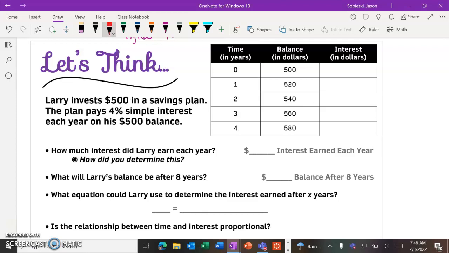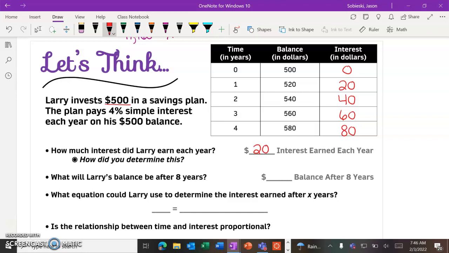If you look at it, we know he started by putting in $500. So in year 0, he didn't earn any interest. It's still $500. But after year 1, he earned $20 in interest. The next year, it was 40, 60, and 80. So each year, he was going to earn $20 extra on his money. Again, it's a free $20 just for putting your money in the bank.